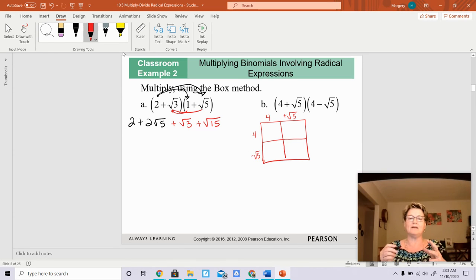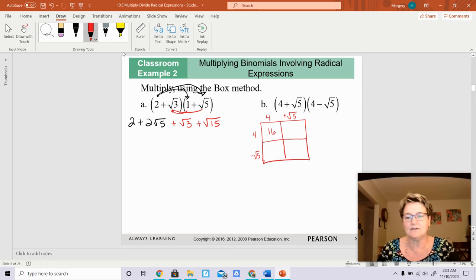Now, when you use the box method, all you're doing is you're taking this 4 times this 4, which gives you 16. You're taking this 4 and this square root of 5, and you're multiplying them together, you get 4 square roots of 5. Now you're taking this 4 and you're multiplying it by negative square root of 5, which will give you a negative 4 square roots of 5. Now, the negative square root of 5 times a positive square root of 5 is a negative square root of 25.